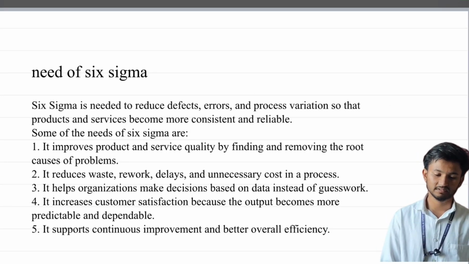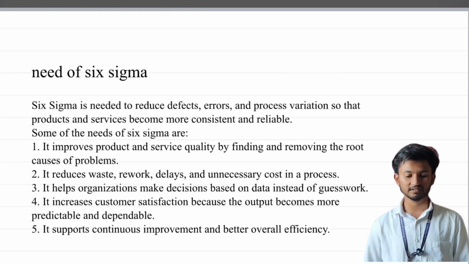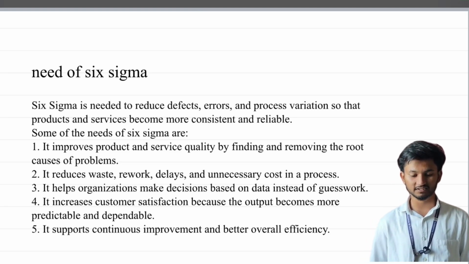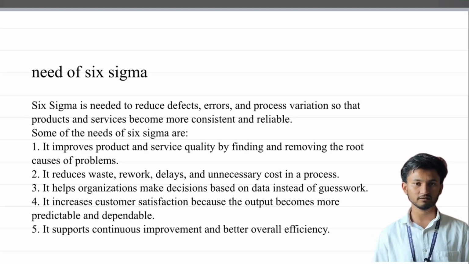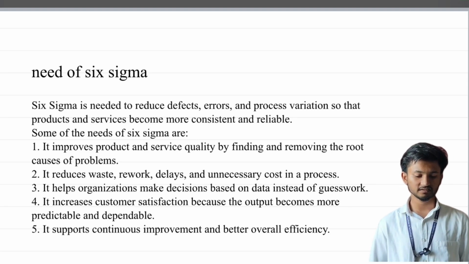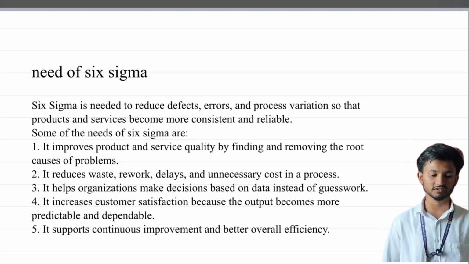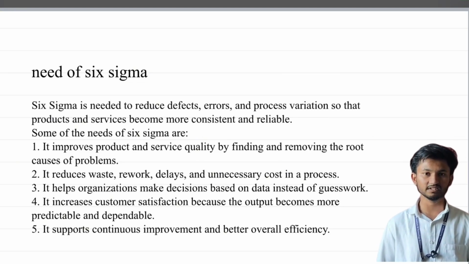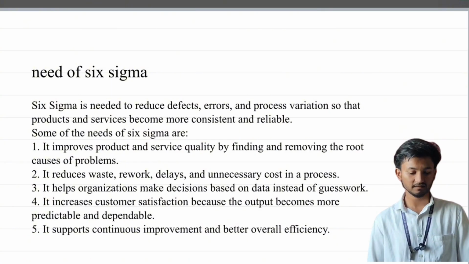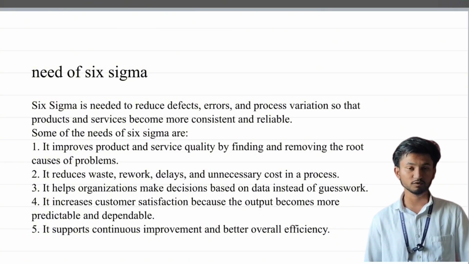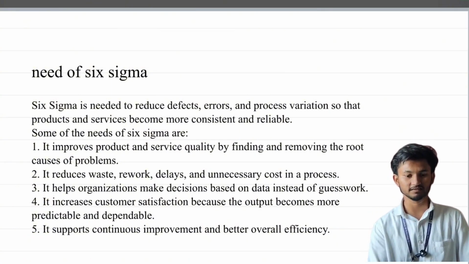Need of Six Sigma. Six Sigma is needed to reduce defects, errors, and process variation so that products and services become more consistent and reliable. Some of the needs of Six Sigma are: it improves product and service quality, it reduces waste, rework, delays, and unnecessary cost in a process. It helps organizations make decisions based on data instead of guesswork. It increases customer satisfaction. It supports continuous improvement and better overall efficiency.